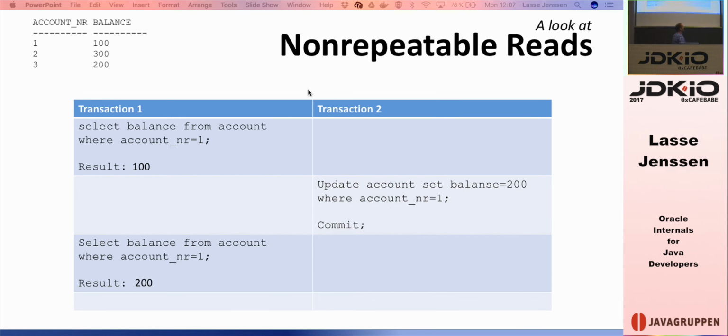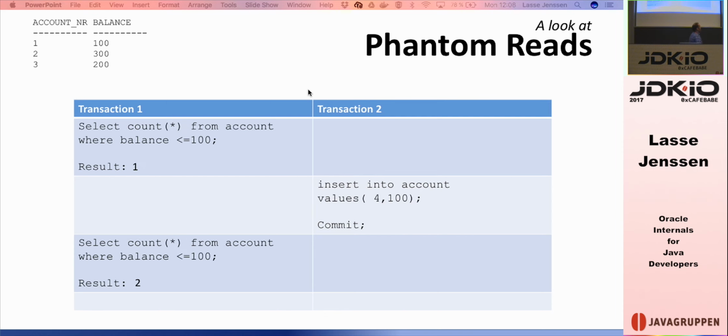A non-repeatable read would be if I read the account, I did a commit, and I try to repeat, but I don't get the same answer. It's a non-repeatable read. And the third one, the phantom read: I do a select, I get some rows. In the first, I get 1 row. Somebody else changes some data. Here I insert a row, and in my next select from that first transaction, I do the same query, but I get 2 rows. That's a phantom read.